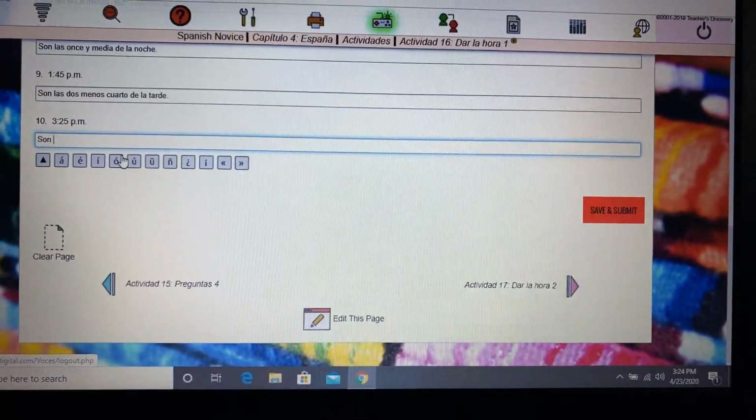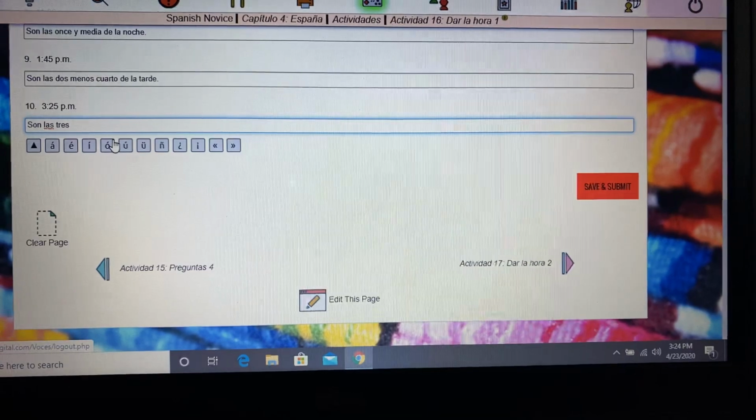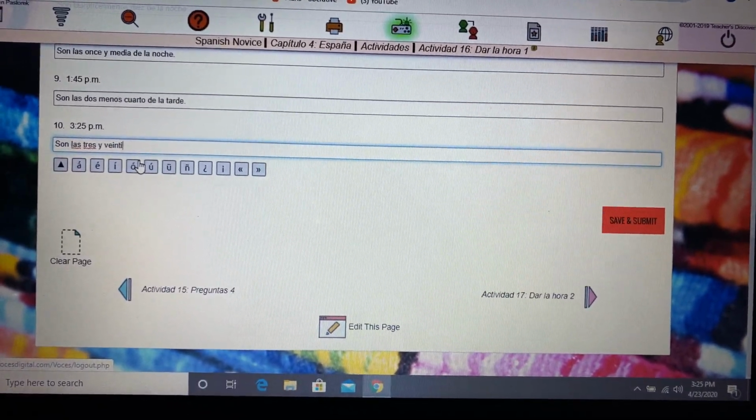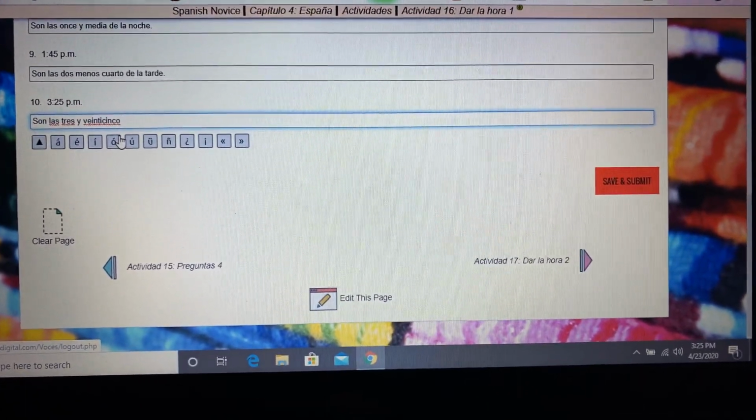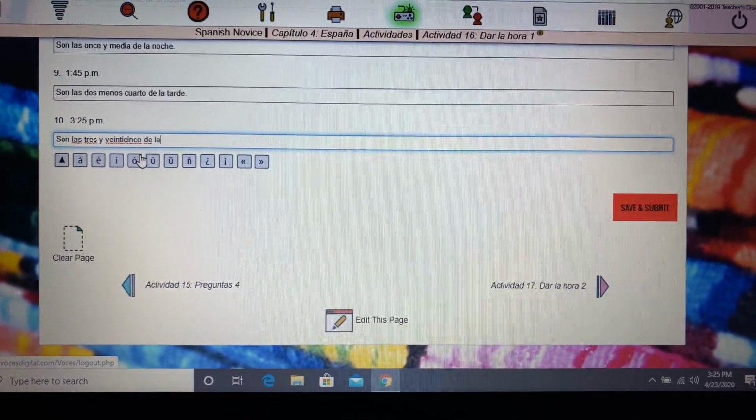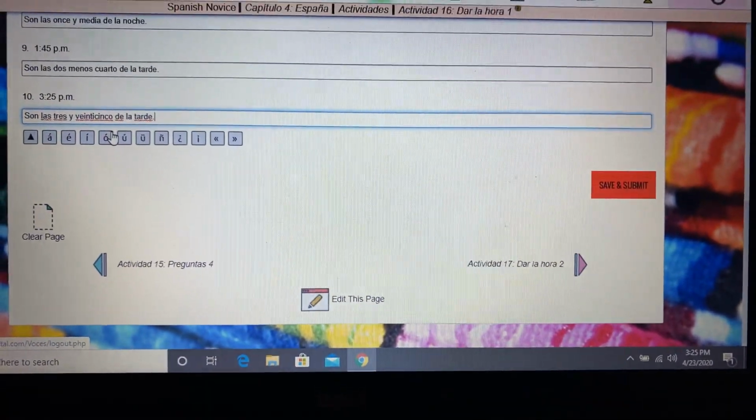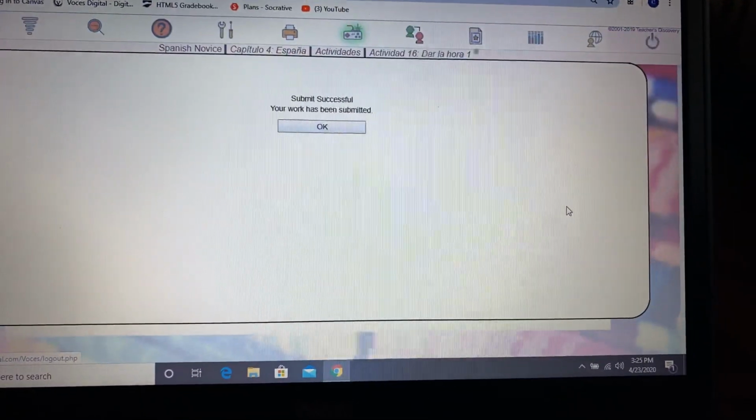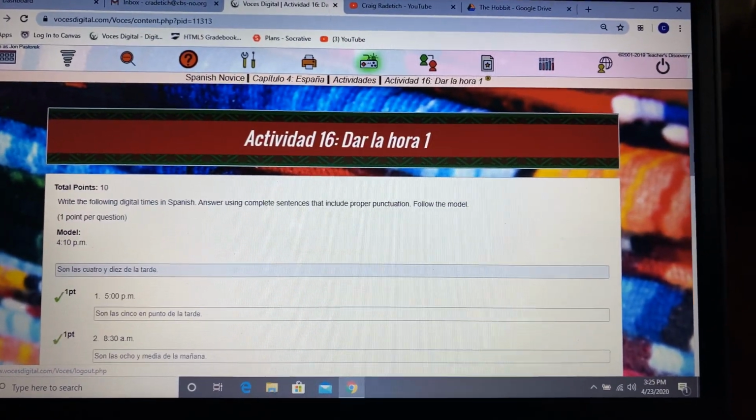Okay, last one. 3:25 p.m. Son las, okay, how do we say 3? Tres. Y, and then we have to spell 25. We have to spell it right. 3:25 in the afternoon. De la tarde. Punto. All right? So let's see how we did here. Let's save and submit. Okay, submission successful. And then let's go look and see how we did.